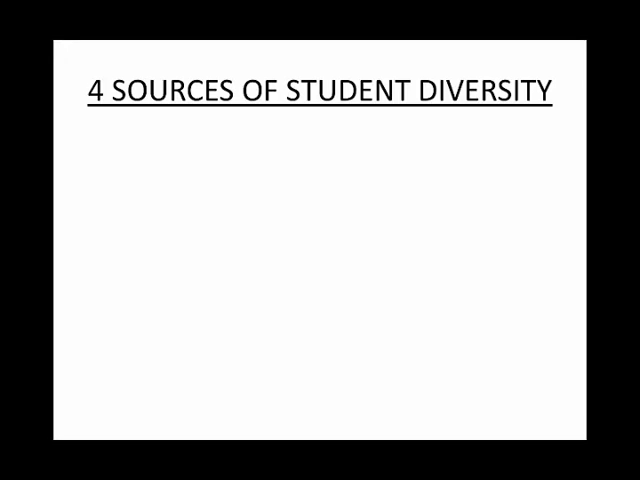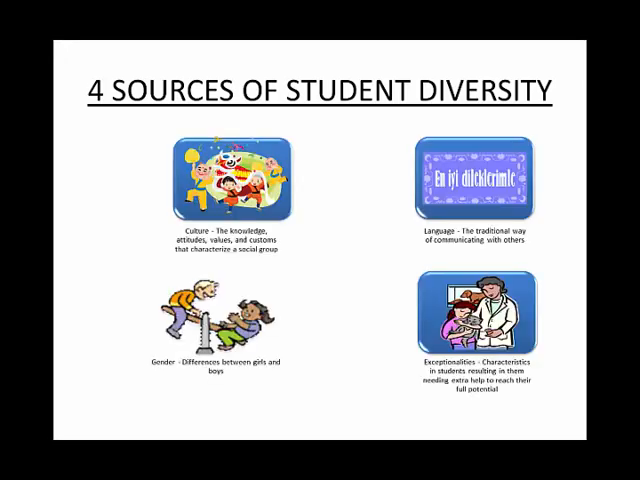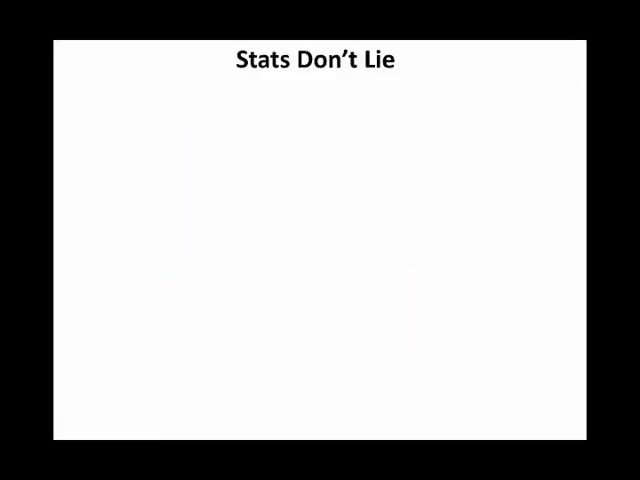Evidence of the diverse nature of the students you will work with will originate from a variety of sources that will include but will not be limited to the elements that you see pictured here, starting first with culture. Culture, as defined here, is the knowledge, attitudes, values, and customs that characterize a social group. Next, we have language, which is the traditional way of communicating with others. Then there's gender, which are the defined differences between boys and girls. Finally, there's exceptionalities, which are characteristics in students resulting in them needing extra help to reach their full potential.